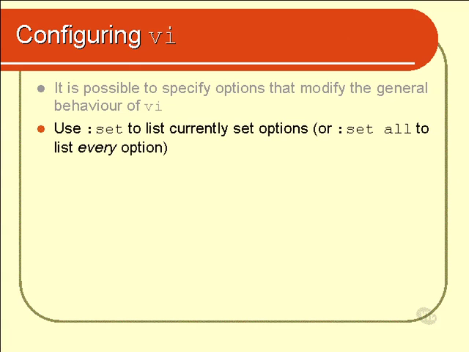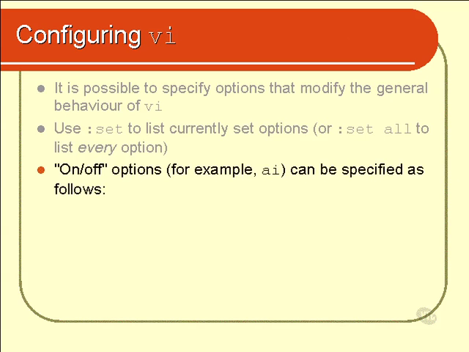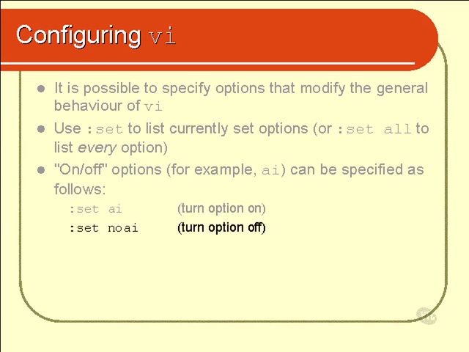You can break these options down into two different sorts of options. The first is on-off options. They're either set or they're not set. They're on or they're off. An example of that is AI. We'll have a look at what AI means in a moment, but for now we'll just treat it as an example of an on-off option, and you specify them like this: :set AI. Now that turns the option on, or you put the letters NO in front of the AI, no space there, just NO AI, and that turns the option off.